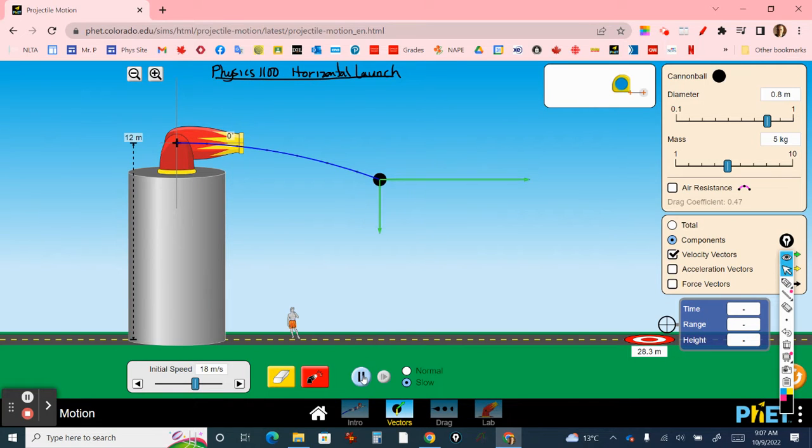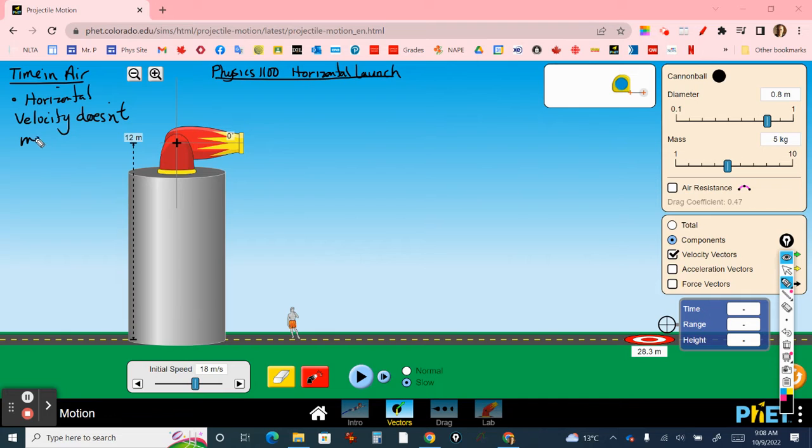But the vertical component starts at zero and then gradually gets bigger and bigger and bigger as it falls, which is what you'd expect. But the horizontal does not change. So here, when we're looking at the time to fall, or the time in the air, that does not get affected by the horizontal velocity. So the horizontal velocity does nothing. Or I should say, it doesn't matter. It doesn't matter what it is.